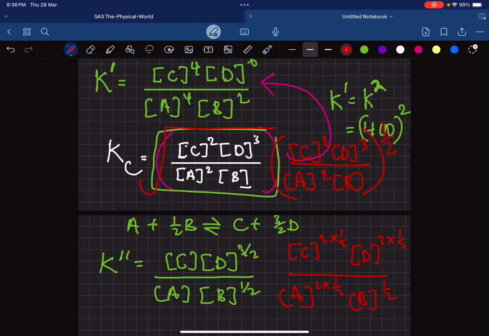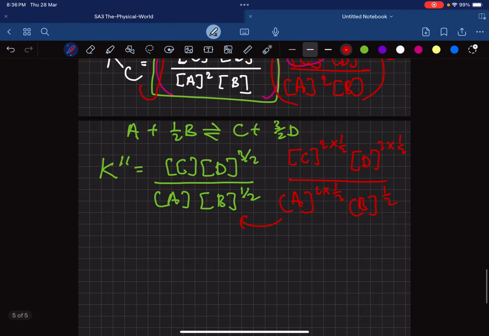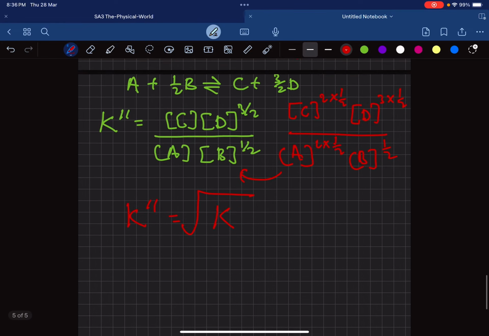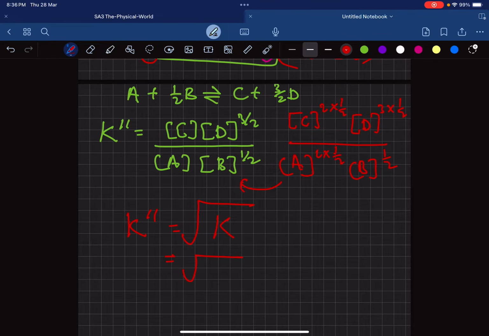So you see the equation looks like that, correct? So k double prime is actually the square root of k, which means it was the square root of 400. This one I know. This is going to be 20. Okay. So that's what it is.